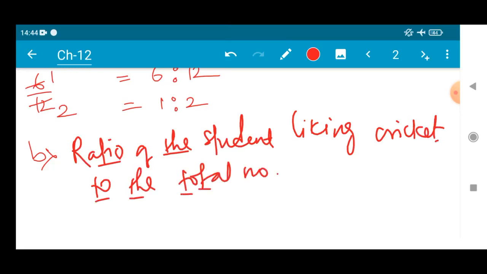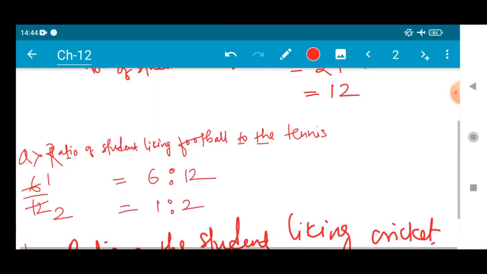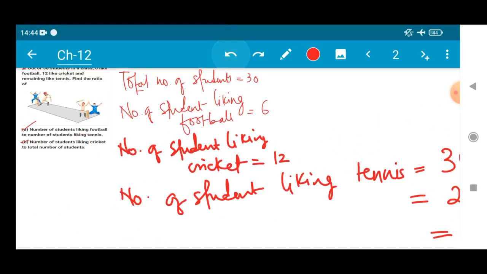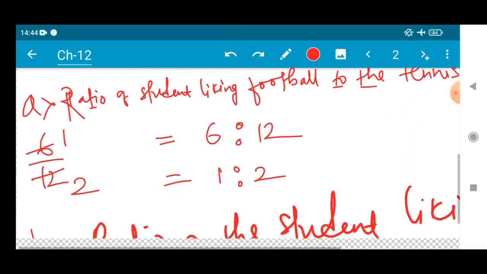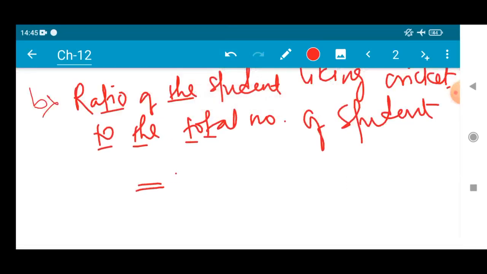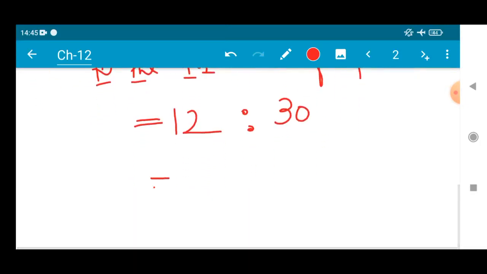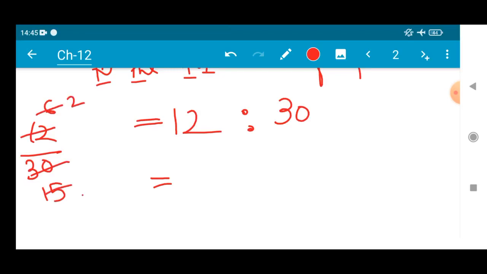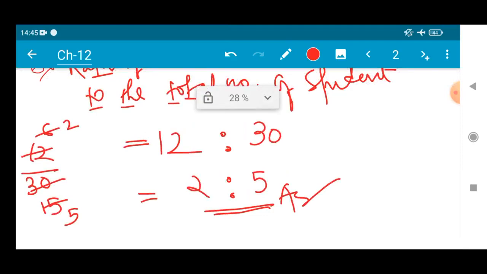We are not comparing with the game now, we are comparing the number of students liking cricket and the total number of students, because that is the question according to question number B. Okay, now 12 was the number of students who were liking cricket and the total number of students was 30. So we will be doing like this, 12 by 30. So 2 6s are 12, 2 15s are 30 can be done, 3 2s are 6 and 3 5s are 15. One by one, you know how to reduce into the simplest form. We have done this in the fraction chapter. So the ratio is 2:5.